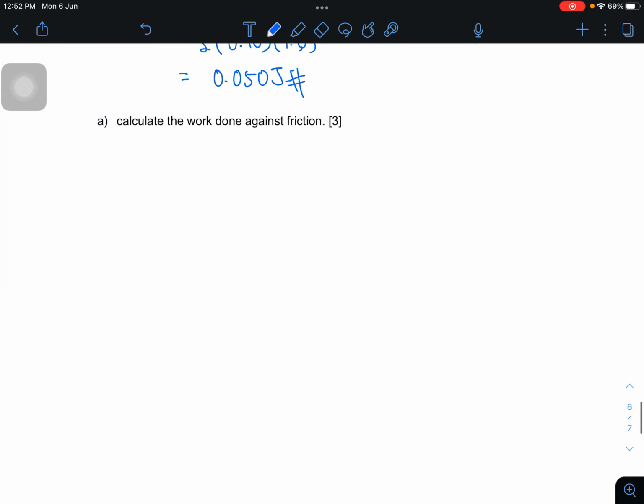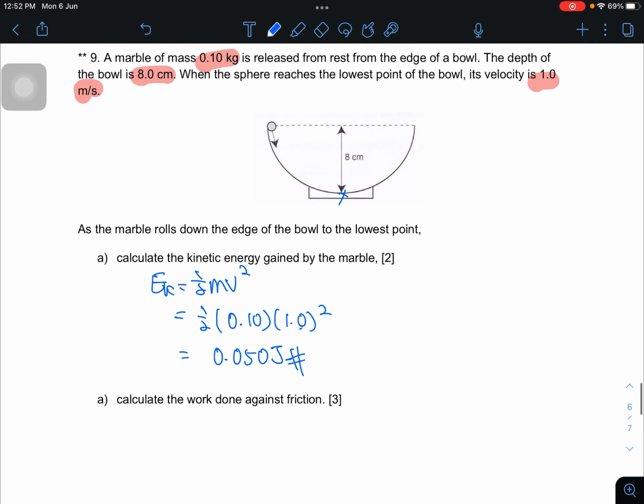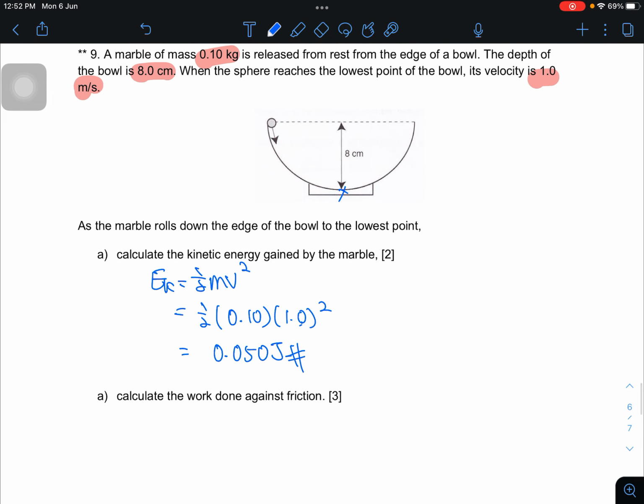Then straight away, suddenly they ask me to calculate the work done against friction. Out of nowhere, why is the question so abrupt? There's a reason why this is a difficult question, and there's a reason why this part is awarding you 3 marks, because this question is not scaffolded. You need to think of the intermediate steps on your own. If they provide you with a part B and a part C and a part D to break down the question for you, then this question will not be considered as difficult. This question will be very easy.